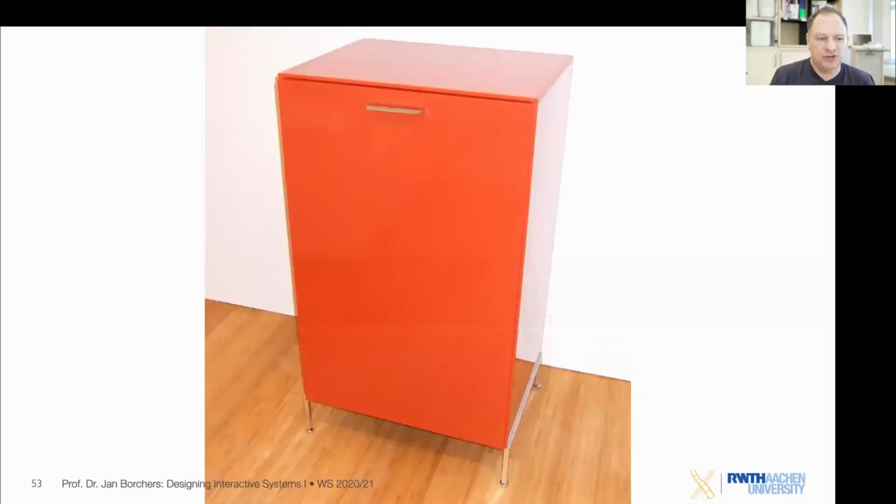How would you open this cupboard? This is for, I think, for shoes or something. I don't know exactly. What would you do?